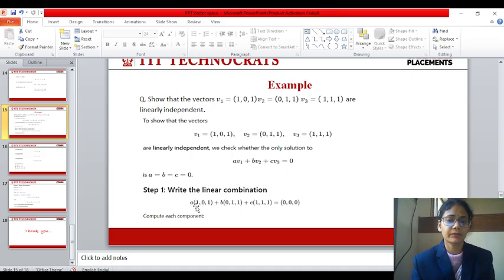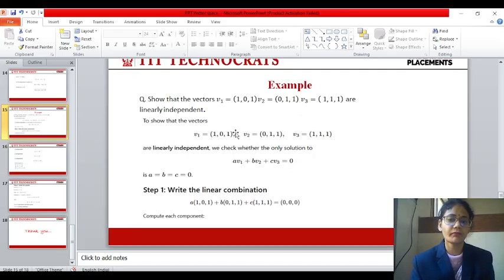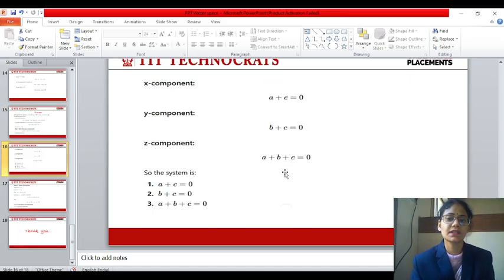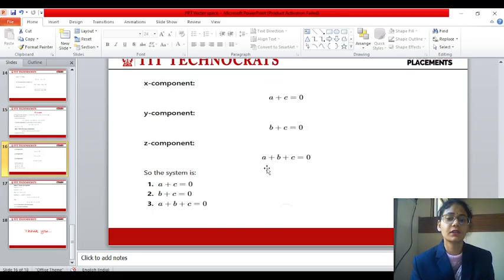So it will be a plus 0 plus c. The first equation is a plus c equals 0. Second is 0 plus b plus c equals 0. The second equation is b plus c equals 0. And the third one, the z component, is a plus b plus c equals 0. So this is the system of equations.